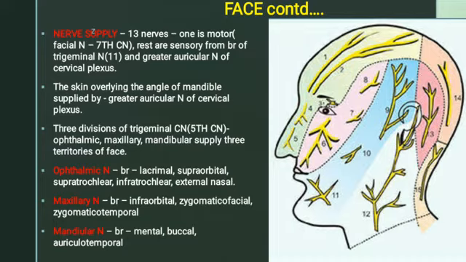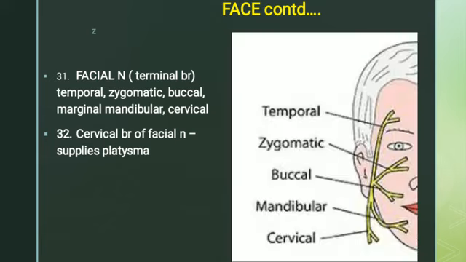The 12th cutaneous nerve, derived directly from the cervical plexus, is the greater auricular nerve, which supplies the angle of the mandible. The only one motor nerve of the face is the facial nerve, whose 5 terminal branches supply all the facial muscles except the masseter, which is a point to be noted. The 5 terminal branches are temporal branch, zygomatic branch, buccal branch, marginal mandibular branch and the cervical branch.